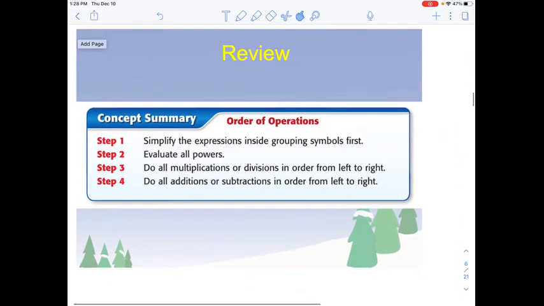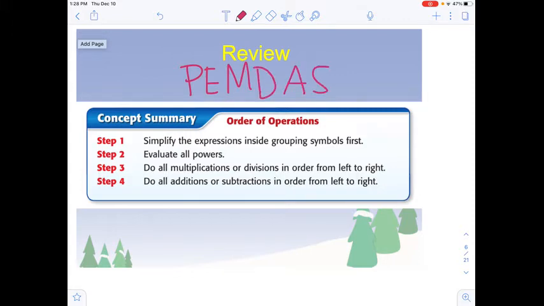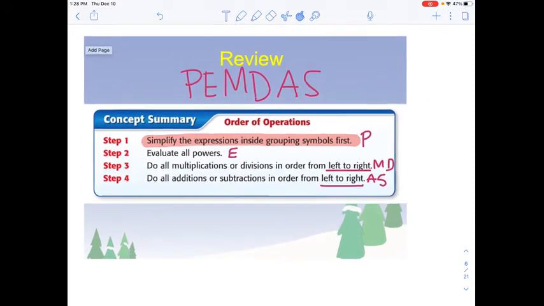So just some review on order of operations. Remember to use PEMDAS: parentheses, exponents, multiplication, division, addition, and subtraction. The first thing, simplify the expressions inside the grouping symbol. So that's where the parentheses come in. We do whatever's inside the parentheses. Then we want to evaluate all powers. Powers are the same thing as exponents, so that's where we do the exponents. Then we do multiplication and division. Then we do addition and subtraction, remembering that we need to do that in order from left to right.